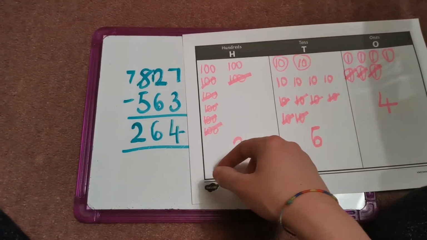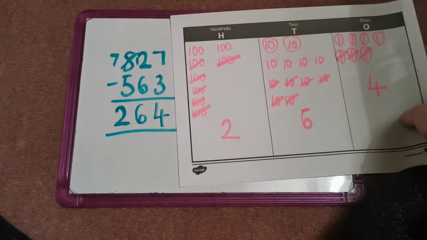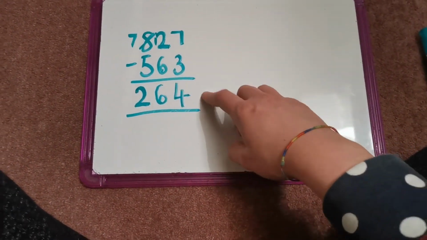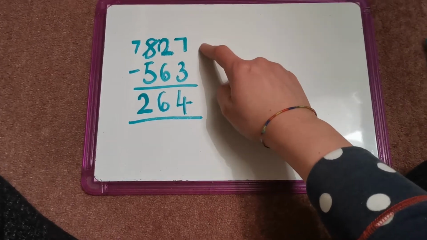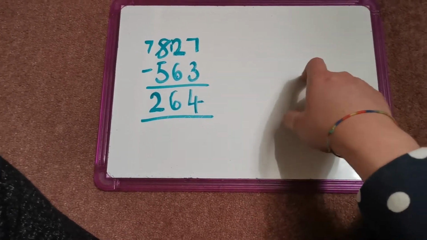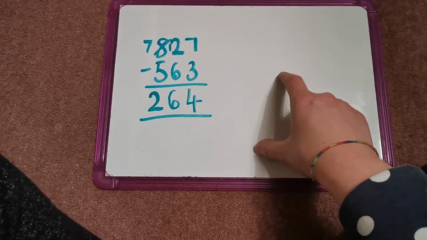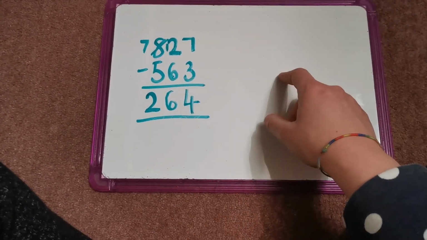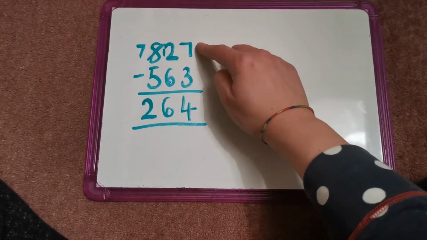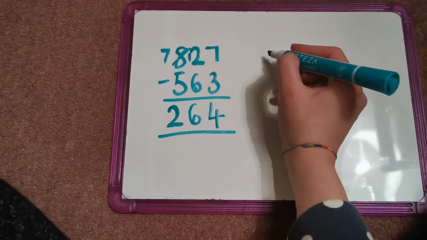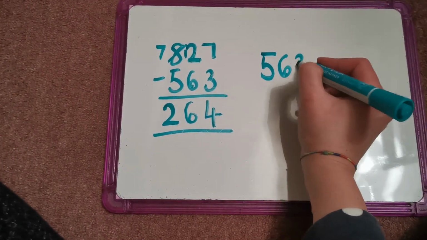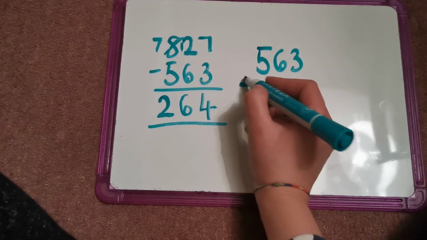Another way you could check is by adding up the 563 to 264 and see if you get your starting number, because remember, subtraction and addition, they're the inverse of each other, aren't they? So if you find the inverse, you need to then add up these two numbers here and see if you get your starting number to check. You don't have to do it, but it's a good way of checking that you're correct.